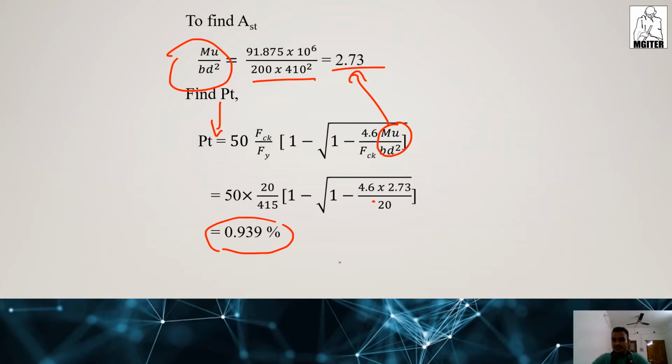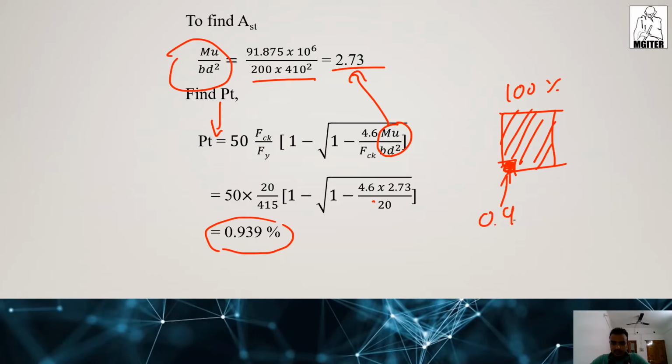But percentage of what? Cross section area of beam. Look here, your beam looks like this. This is the cross section area. This is the 100% here, 100% cross section of beam. So what your 0.939 means is this little bit of area, which is called 0.939 percentage. So this is how we assume the cross section of beam. Percentage of steel depends on the cross section of beam.